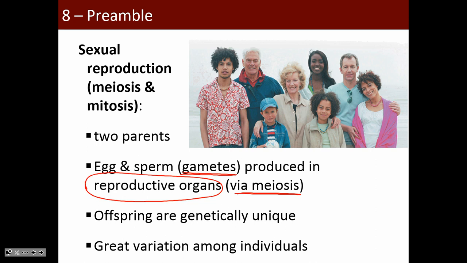So in order to do sexual reproduction, we have to have a species that has specialized reproductive organs, and those organs have to make unique cells whose sole purpose is to reproduce. And those cells are called gametes. The gametes in animals are referred to as egg and sperm. In plants, we refer to those as egg or ovum and pollen.